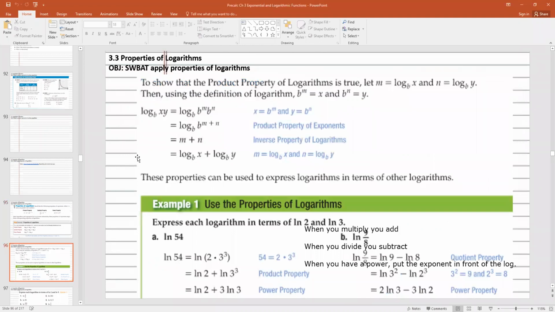All right, and here's an example. And this one is just showing the product property is true. All right, so you can look at that one. There you go. And there's an example if you want to look at that on the board as well, on the notes.